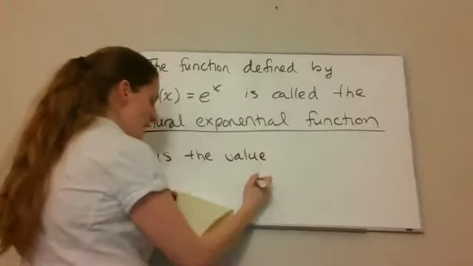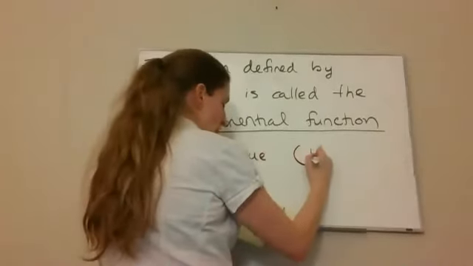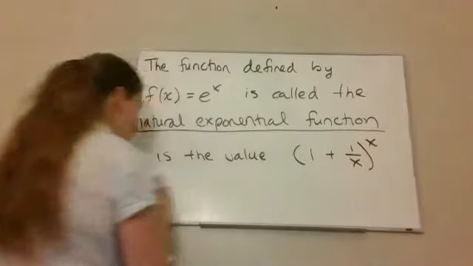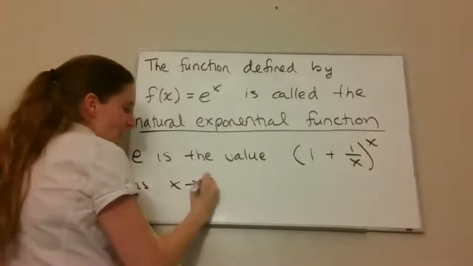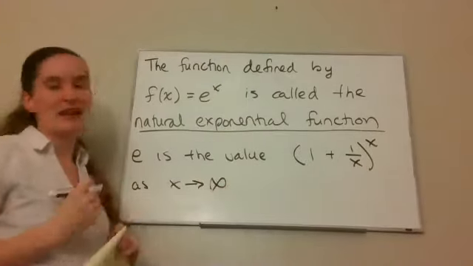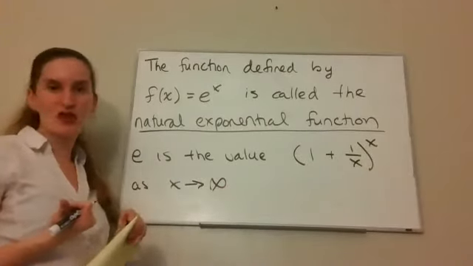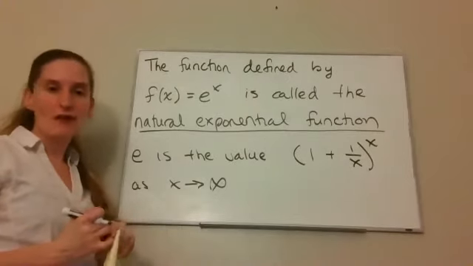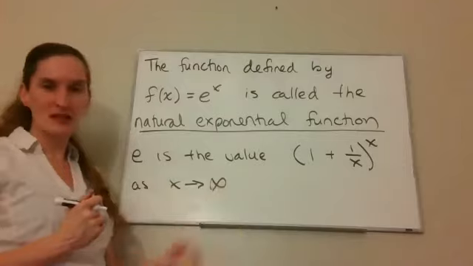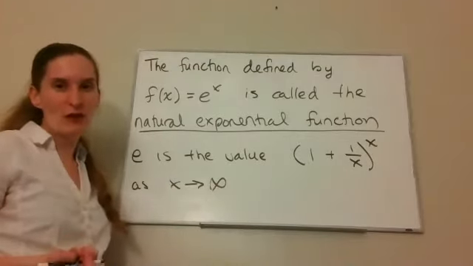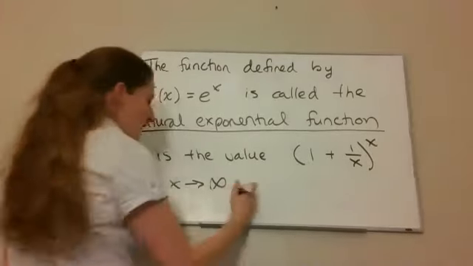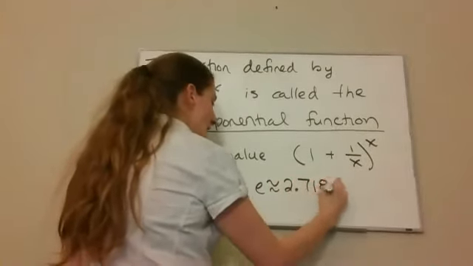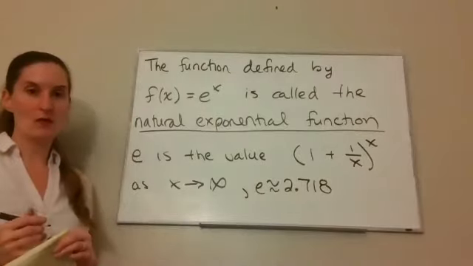This value e, you can find it by looking at the expression 1 plus 1 over x to the x power as x gets really, really big. But that's a little beyond the scope of this class for showing why that's true. But you could plug really, really huge numbers for x into your calculator, and you'll get very, very close to the value of e. e is approximately 2.718. The decimal expansion goes on forever.